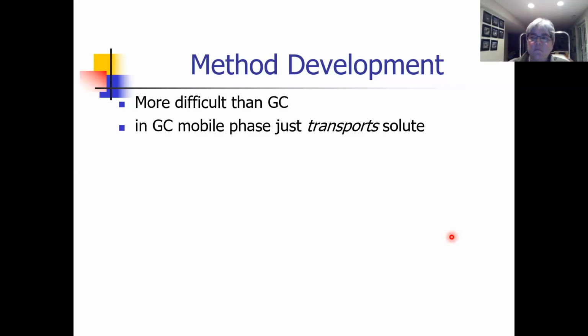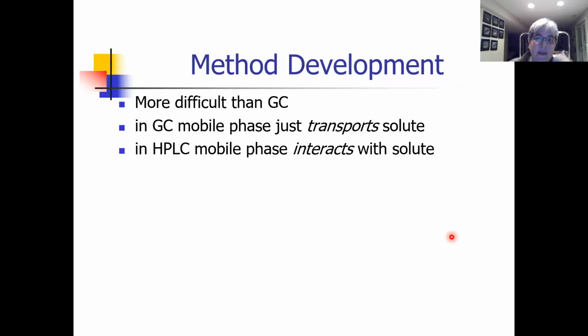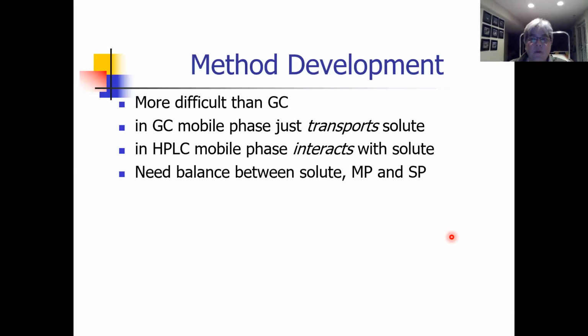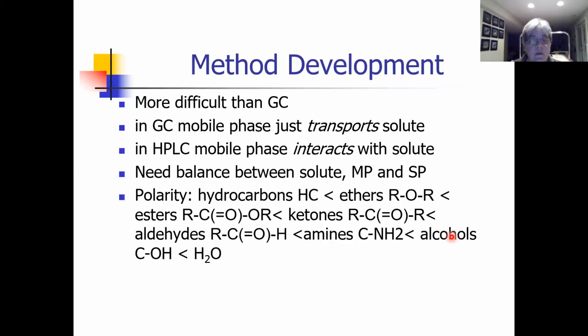Method development for HPLC is much more difficult than GC. Remember, in GC, the mobile phase just carries the sample. It just transports it. In HPLC, the mobile phase interacts with the solute. So you have to always balance the interaction between the mobile phase and the stationary phase. So it's much more complicated. A lot of the development depends on the polarity of the things that you're dealing with: the polarity of the mobile phase, the polarity of your analytes.